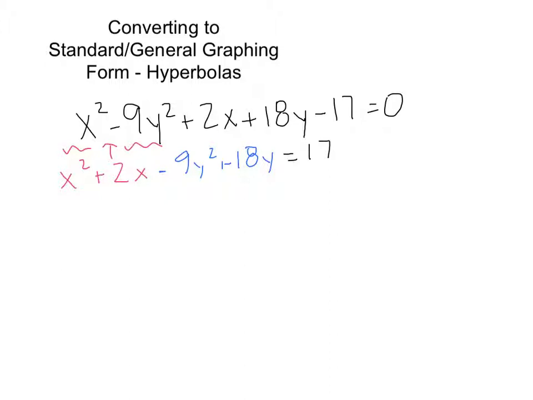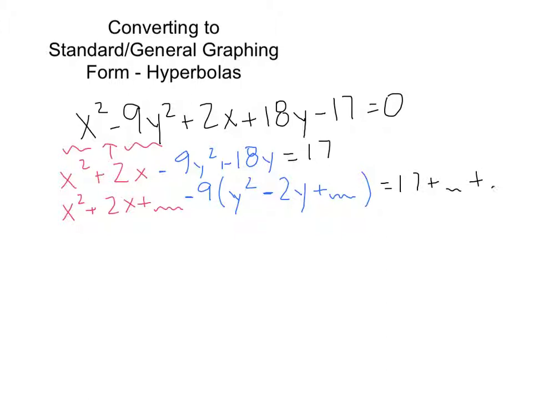Now thankfully for our x terms, we're ready to go. We don't have to factor anything out. But we do for our y terms, so that's why I didn't write my plus somethings yet. This means we're going to have x squared plus 2x plus something. And for our y's, we need to factor out negative 9. This means we're dividing the y terms by negative 9, so we get y squared minus 2y plus something equals 17 plus something plus something.